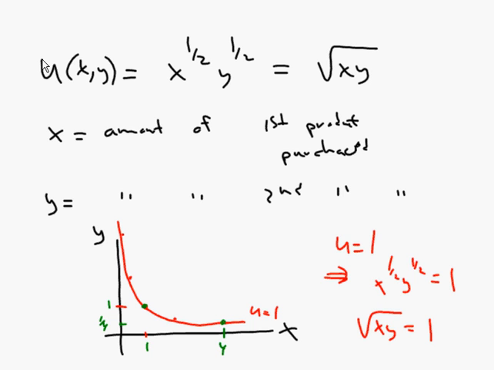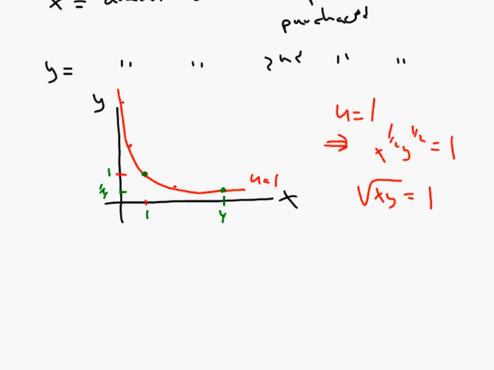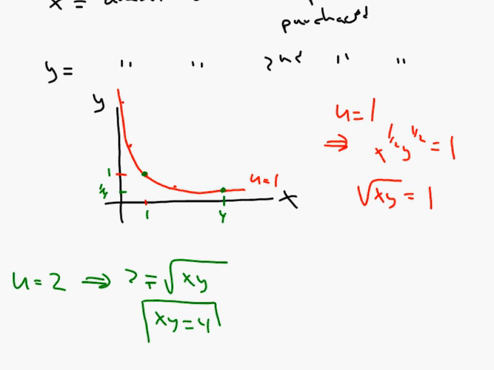If we reset the utility to a higher number, so for example, if utility was equal to 2, then that would imply 2 equals the square root of x times y. So that means that x times y is equal to 4. And by now, maybe you're realizing, hey, this is just that hyperbola that you graphed back in the 2D world. Okay?